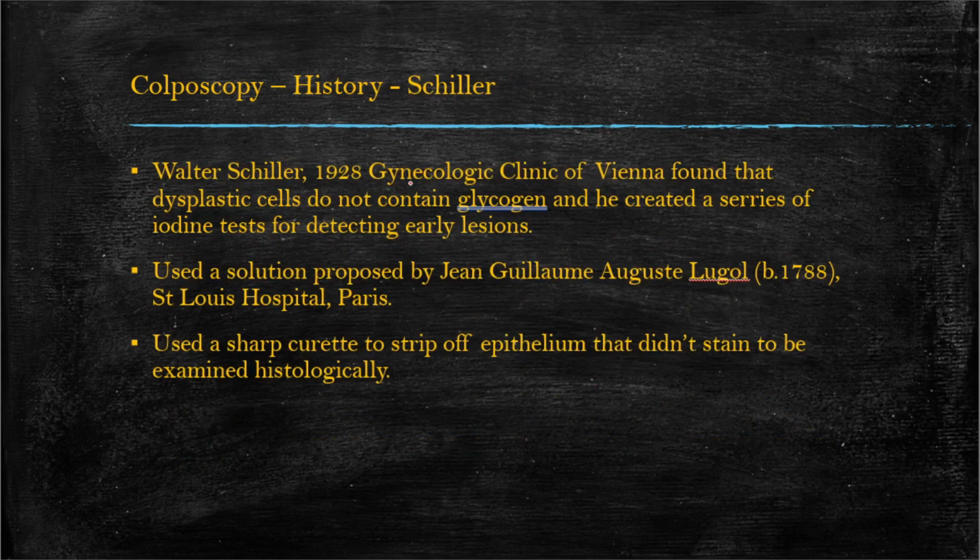Walter Schiller in 1928, a gynecologist at the Clinic of Vienna, found that dysplastic cells do not contain glycogen, so he created a series of iodine tests for detecting early lesions. He used a solution proposed by Jean-Guillaume Auguste Lugol, so Lugol solution, at a hospital in Paris who was working on this, and then used a sharp curette to strip off epithelium that didn't stain so that he could examine that histologically.